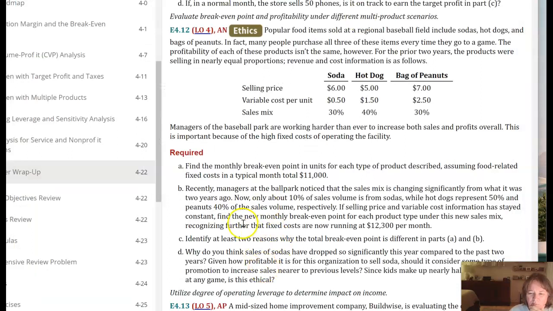So recently managers at the ballpark noticed that the sales mix is changing significantly from what it was 2 years ago. Now only about 10% of the volume is from sodas. Hot dogs represent 50% and peanuts are 40%. So people must be sneaking in something to drink. They're all drinking beer. If the selling price and variable cost information has stayed constant, find the new monthly break-even point for each product. Recognize further that fixed costs are now running at $12,300 per month. It's a pretty big increase.